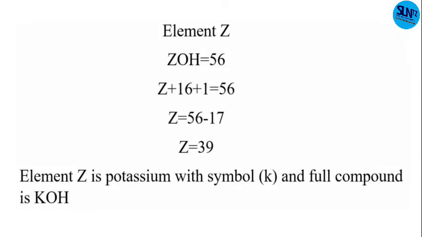Element Z: Z plus 16, the atomic mass of oxygen, plus the atomic mass of hydrogen, is equal to the molar mass, which is 56. 56 minus 17, we get 39. According to that answer, 39 represents the atomic mass of potassium. So element Z is potassium with the symbol K, and the full compound is KOH, that is potassium hydroxide.